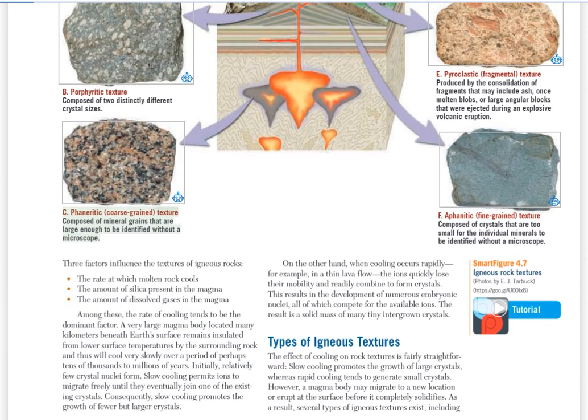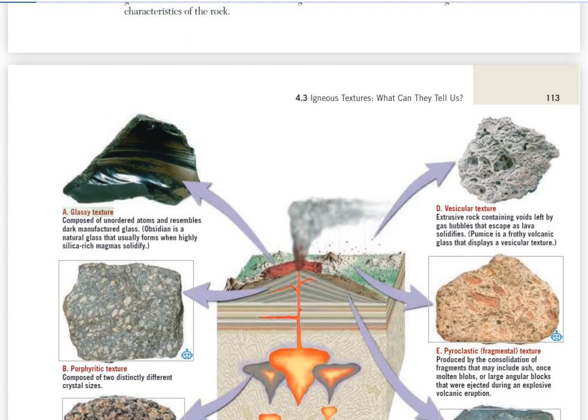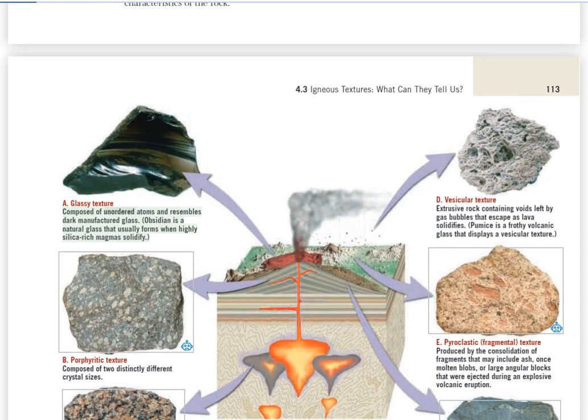Phaneritic texture, composed of mineral grains that are large enough to be identified without a microscope. Aphanitic texture, composed of crystals that are too small for the individual minerals to be identified without a microscope. Glassy texture, composed of unordered atoms, and resembles dark manufactured glass.